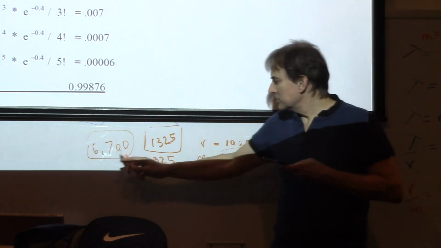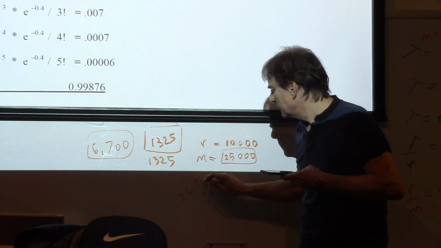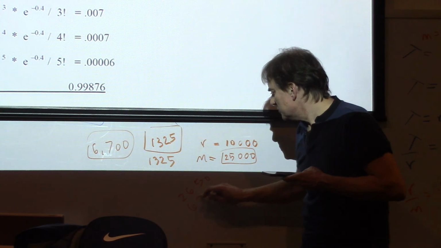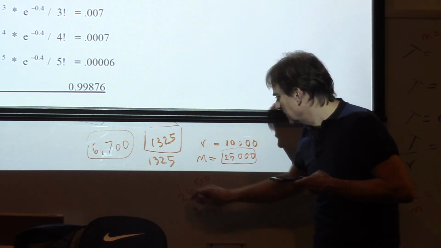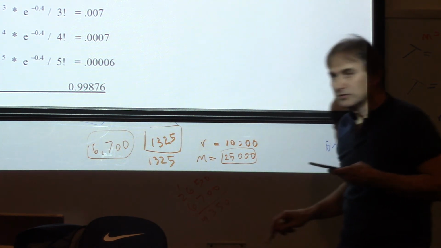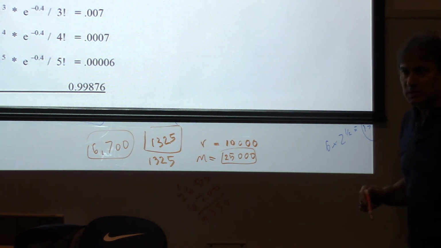Now, let's add these numbers together. This is 2,650, and this is 6,700. So we have 9, 3, 5. Look at this. So 93.5% of the records are either going to have a single collision or no collisions at all anticipated. Get the idea?